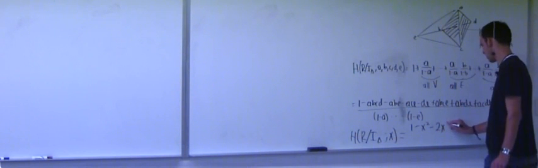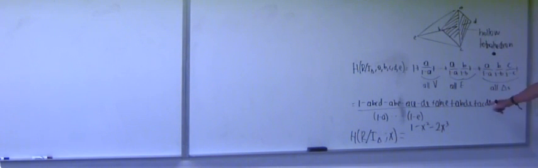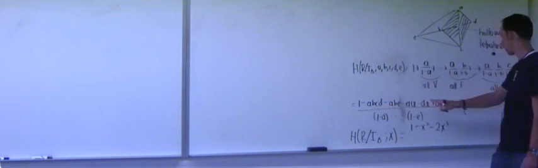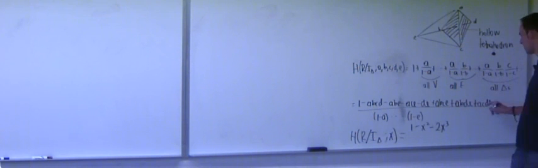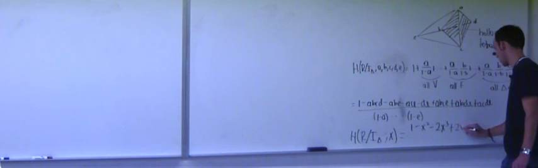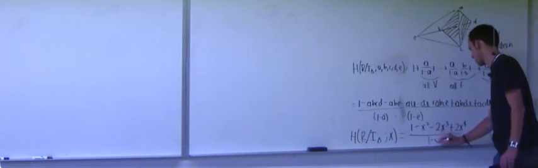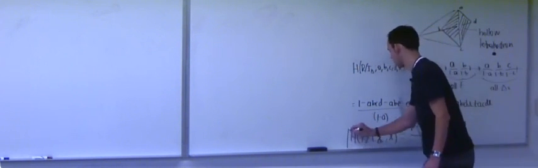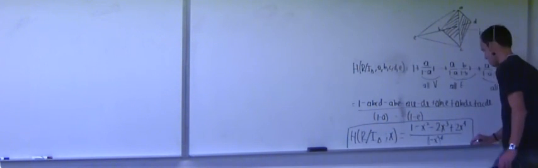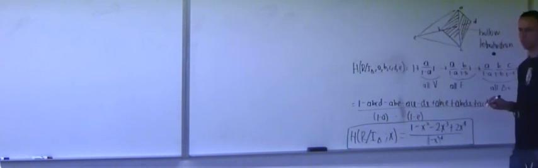Please double check what I'm doing here. It's a little hard to see it on the board. And then I have, of degree 4, minus x to the 4th, and then 3x to the 4th, so I get 2x to the 4th. And this is my Hilbert series. Does that look good? Did I make any mistakes? I'm sorry? To the 5th, that's a mistake.